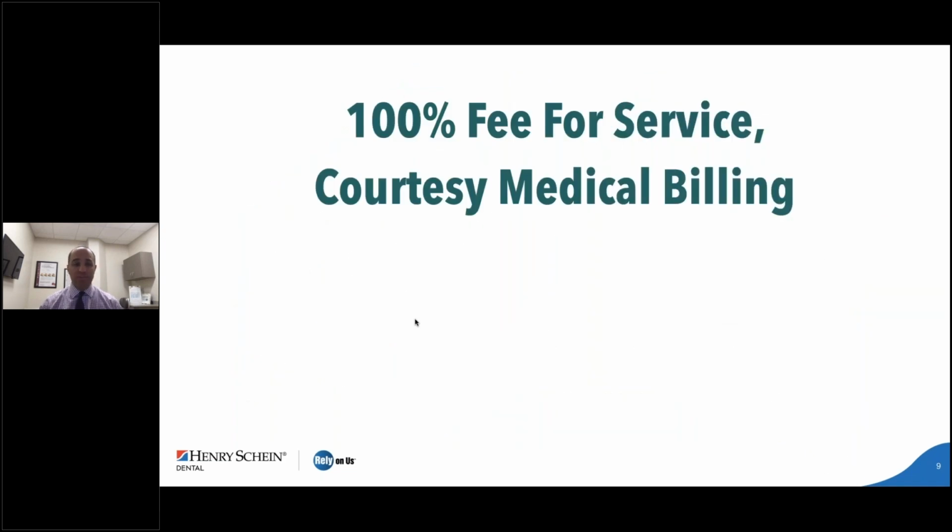So we're 100% fee for service. So we do courtesy medical billing. We have a billing company that processes our claims and works with the patients on that, but we're 100% fee for service.